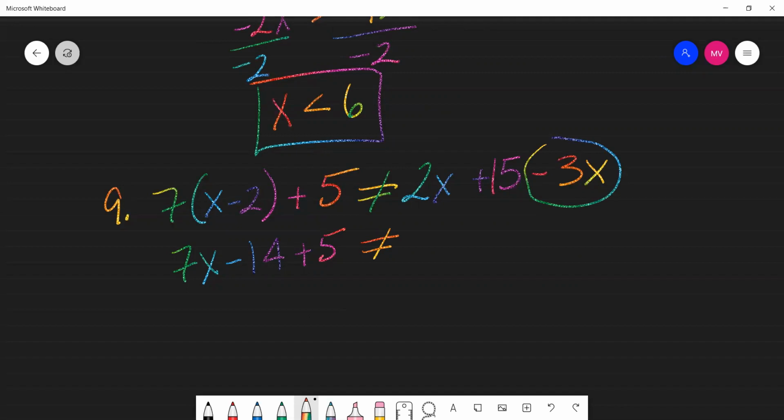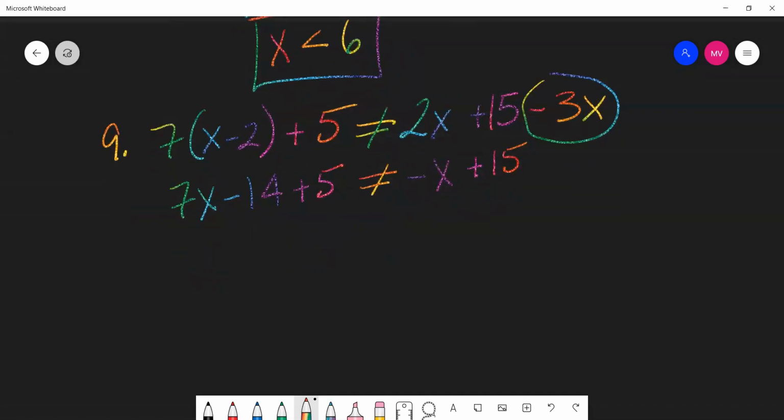So 2 minus 3 is negative 1, right, but when we put that in front of a variable, we just call it negative x. Exactly. Good job. And then we only have one constant, so we'll leave that one alone. So I think at this point, the right side is as simplified as it's going to get. We still need to simplify a little bit on the left, though.